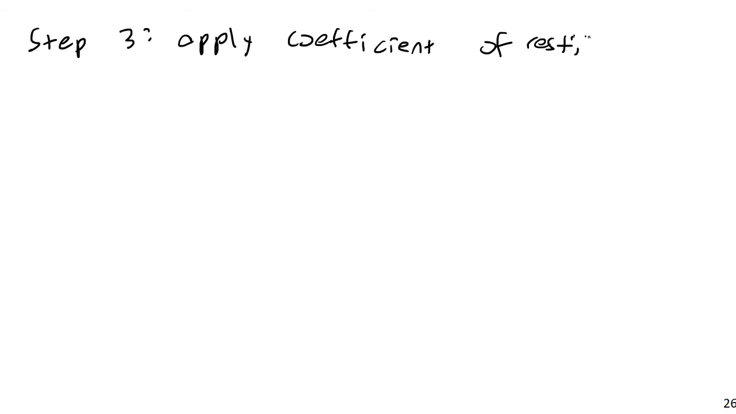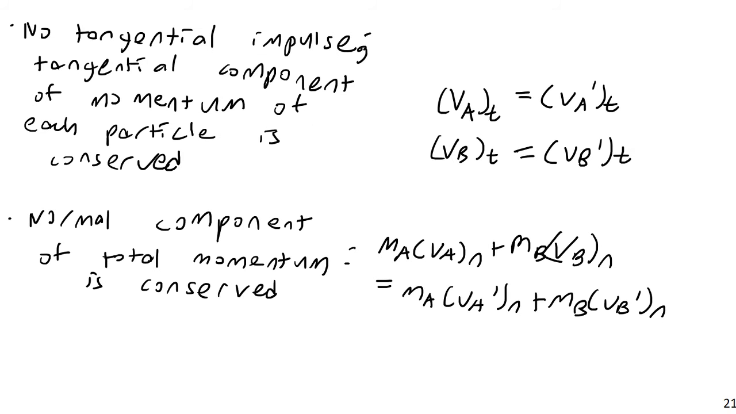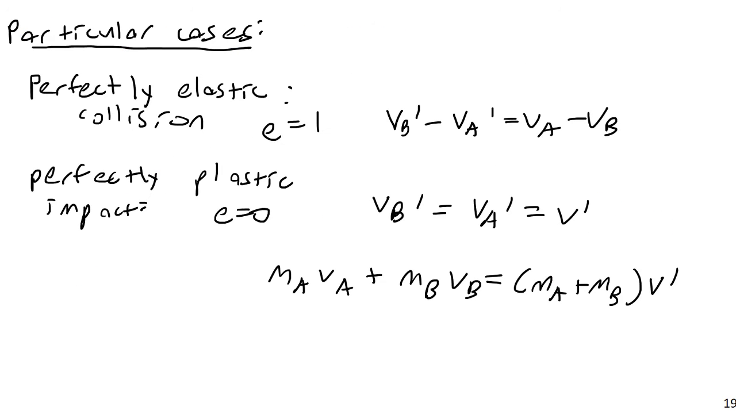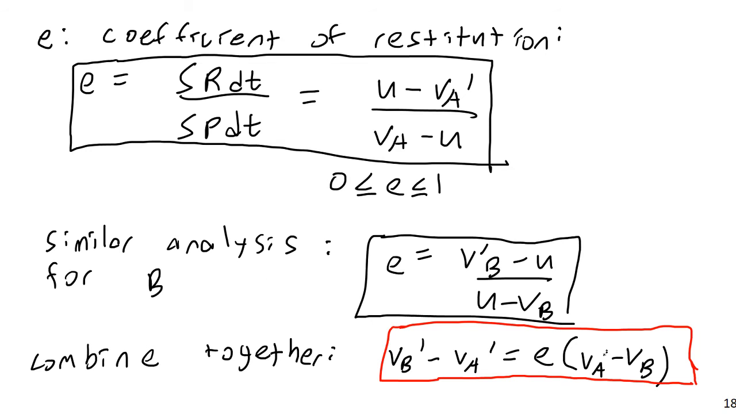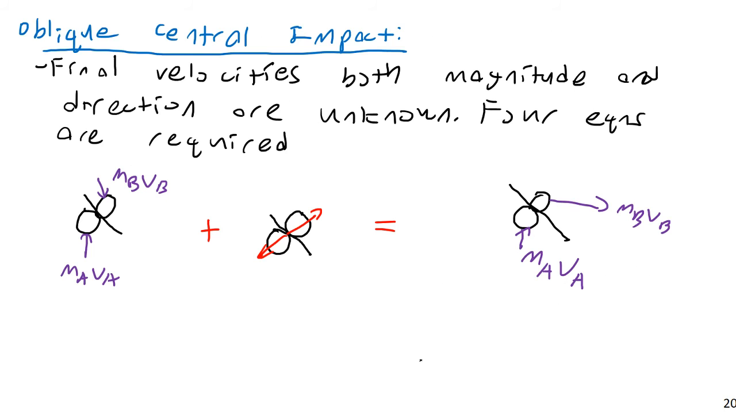And then step 3, I am going to apply the coefficient of restitution relation. Now, at first you might see, if you're looking at the formula for coefficient of restitution, you might say, wait a minute, how are we going to do this? If I go back to where I defined the coefficient of restitution, I had this b here. So how in the world is that going to work?